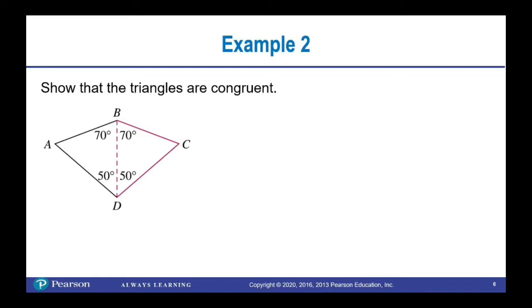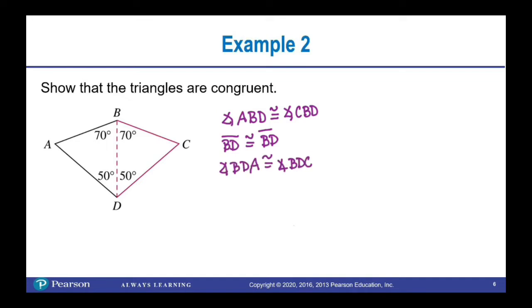Look at example 2. Again, we're asked to show that our triangles are congruent. So let's start thinking about the pieces of information that we know. Angle ABD is congruent to angle CBD because both of these measure 70 degrees. I also notice that my triangles share a side, the side BD, and so BD would be congruent to itself. And then angle BDA is congruent to angle BDC. They both measure 50 degrees. So I have an angle, a side, and an angle.